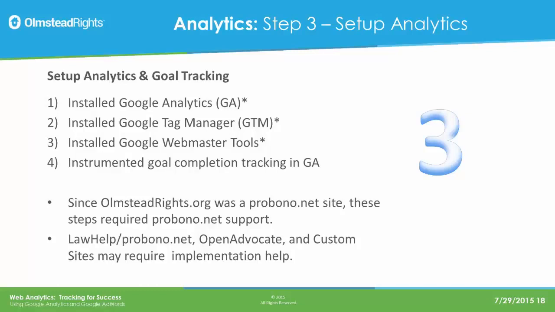And then obviously instrumenting the goal completion and tracking within Google Analytics is the other part of that. Again, within probono.net, because it's a centralized CMS that a lot of different organizations use, there are a few other steps, and LawHelp and Open Advocate and custom sites may require some specialized implementation help. But typically you'll put the container for Google Analytics or Tag Manager into the header, or right before or at the beginning of the body tag, so that it appears on every page. That basically connects it to the analytics, and then you can go into the dashboard and see that.